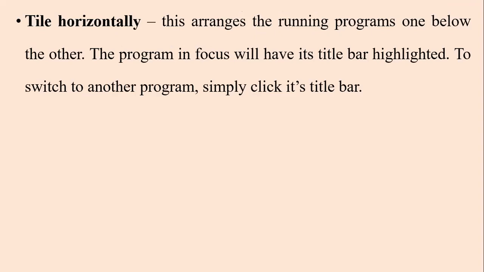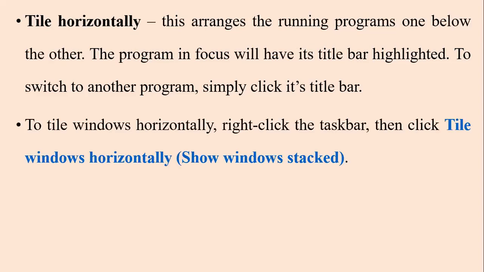How do you tile horizontally, or what is tiling horizontally? This is arranging the running programs one below the other. The program in focus will have its title bar highlighted. To switch to another program, you simply click on its title bar. To tile windows horizontally, you just right-click on the taskbar, then click on Tile Windows Horizontally or Show Windows Stacked.